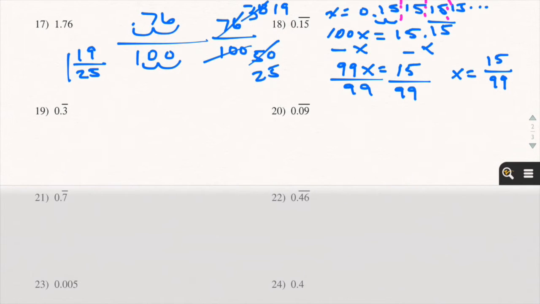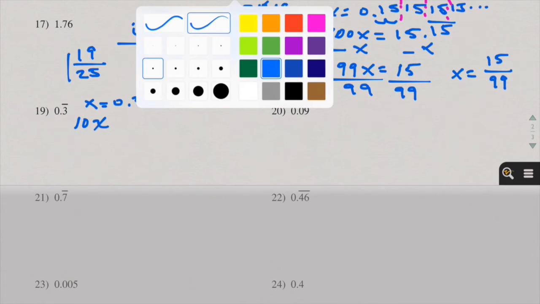Okay, number 19, 0.3 repeated. Again, let's let x equal 0.3 repeated. Before, in number 18, the repetition was every 2 values, 1 5, then 1 5, then 1 5. This one's just one repetition, meaning 3, and then it repeats 3, and then repeats 3, and so on. So in this case, instead of multiplying by 100x, we only need to do 10x.